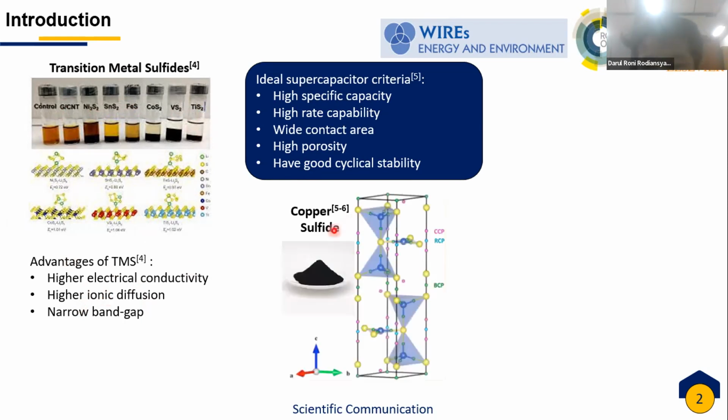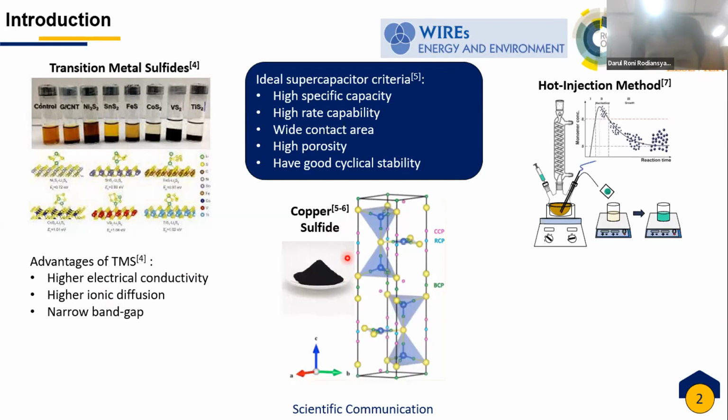This is copper sulfide. Copper sulfide has good chemical stability, electric conductivity like metals, low price, abundant availability, and has a high theoretical capacitance. The method used also determines the performance of the resulting supercapacitors. And the method I chose is the hot injection method, because it has a short synthesis time and has controllable parameters to produce very small and uniform materials.